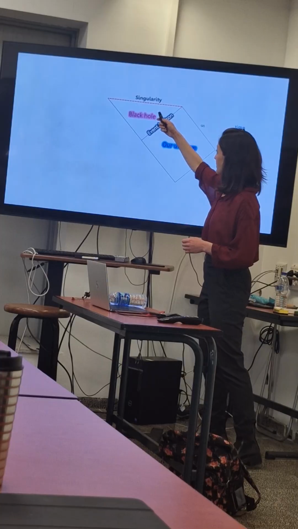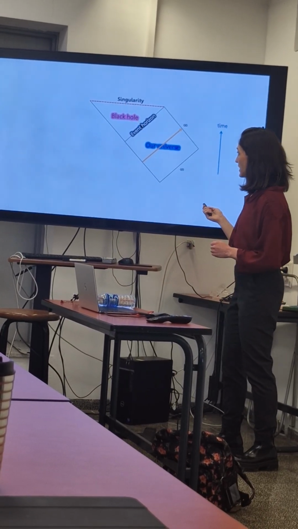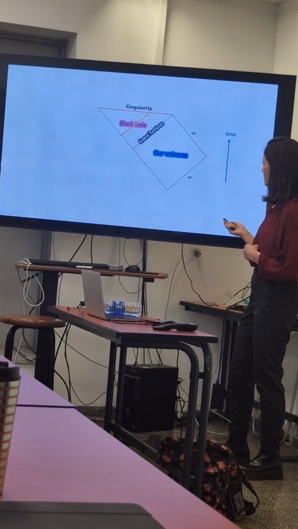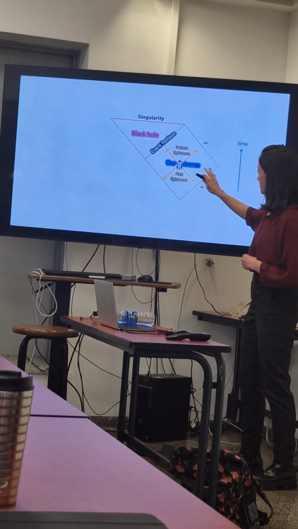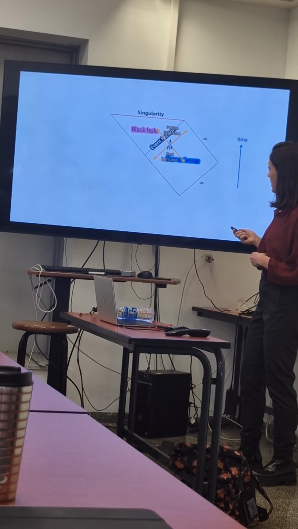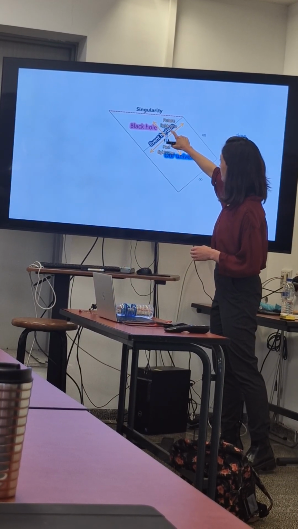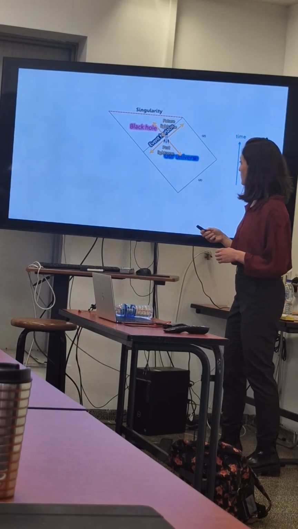So now we have an event horizon and a singularity. Now some of the light rays reach the singularity. And now let's introduce our traveler here. They approach the event horizon. As they approach the event horizon, they need to travel really, really fast to escape to infinity.